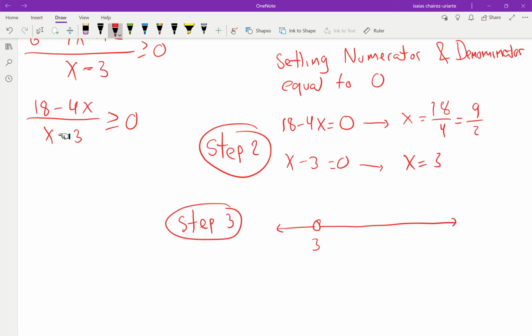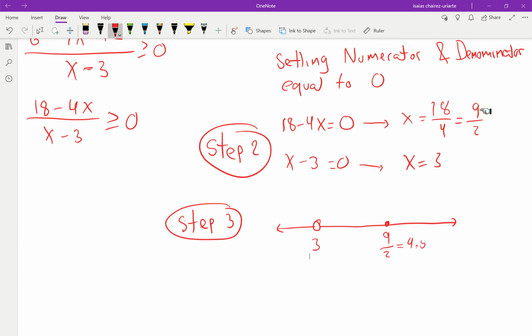And right now also look at the type of inequality that we're dealing with. That's a bigger than or equal. That allows for equality. So the values that I get out of the numerator are going to be solid dots. So I'm going to put 9/2 over here, 4.5.